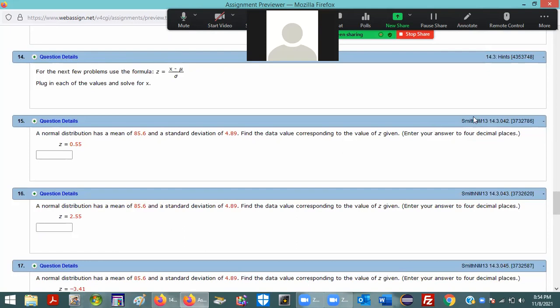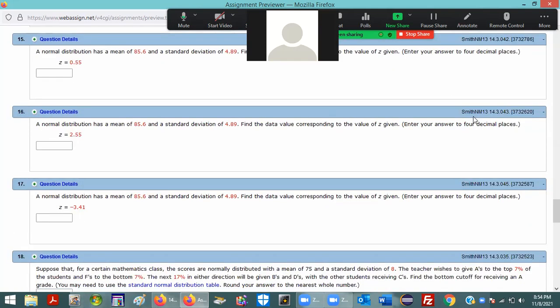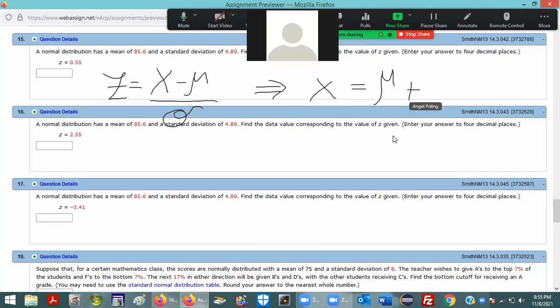Z-scores, right? So here they have Z-scores for us. They should have given us these formulas before. A normal distribution has a mean of 85.6, a standard deviation of 4.89. Find the data value corresponding to the value of Z given. So they're asking us to unstandardize, right? So if Z equals X minus mu over standard deviation, then solving for X, we have mu plus Z times sigma.